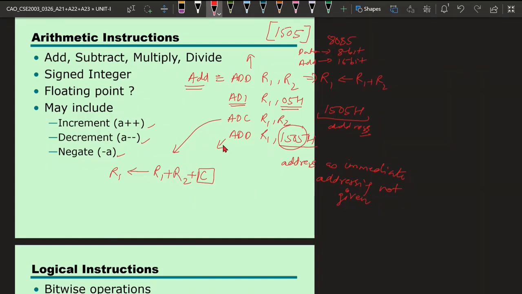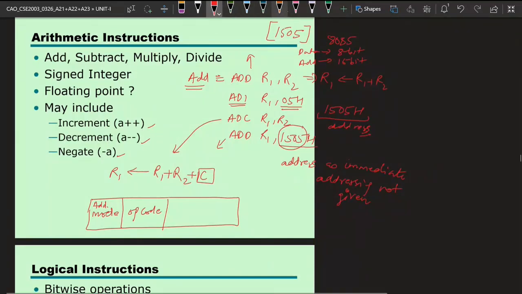Also, suppose this is the instruction, what will be the instruction format? We have seen this already. In the instruction format, first of all, it talks about the mode. This mode is nothing but the addressing mode. It tells which type of addressing mode is being used. Then it talks about the opcode, which is what operation it is going to perform. Suppose we have this instruction; for this, we are going to give the instruction format.